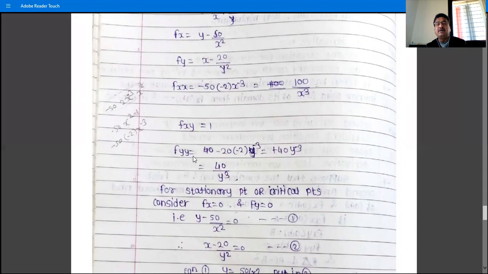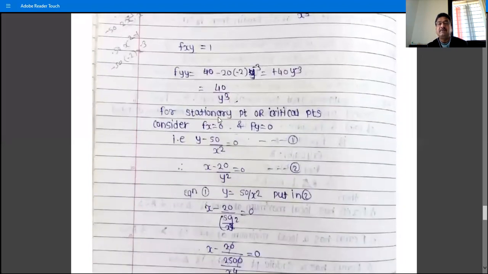Then fyy. What is fyy? fyy means the derivative of fy with respect to y. The derivative of x is 0, and then minus 20 as a constant, divided by y square means y raised to minus 2. Its derivative is minus 2 times y raised to minus 2 minus 1, that is minus 3. So we get the answer 40 times y raised to minus 3, means 40 by y cube.